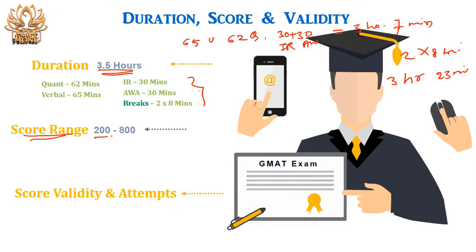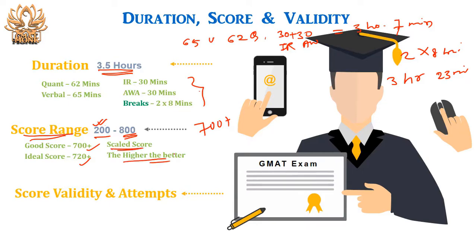Now the score range would be 200 to 800. Even if you have answered all the questions wrongly, you would still get 200 as the minimum score. So minimum you would get 200 and maximum you can get 800. A good score would be 700 plus. An ideal score would be 720 plus. This is a scaled score and the higher the better.